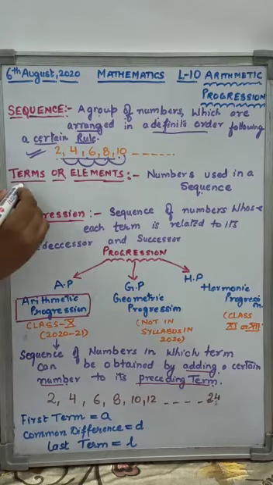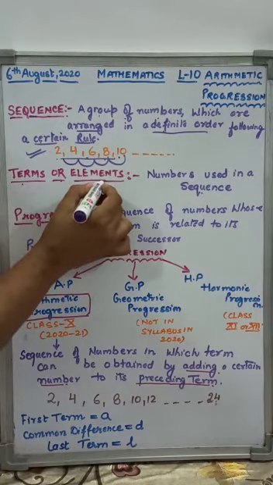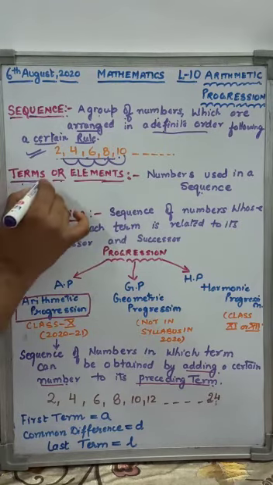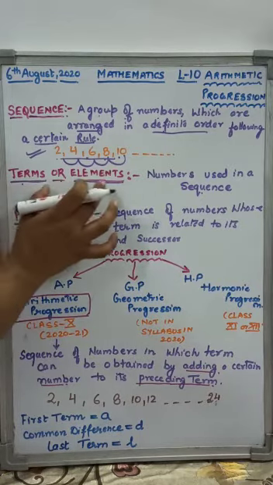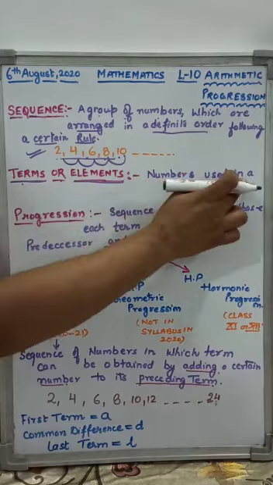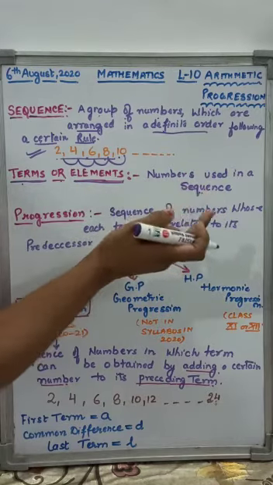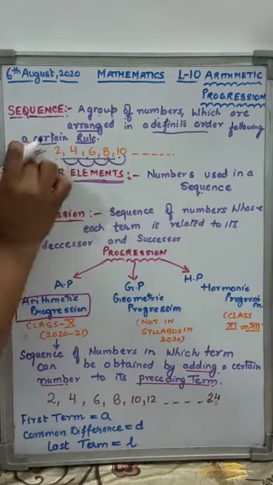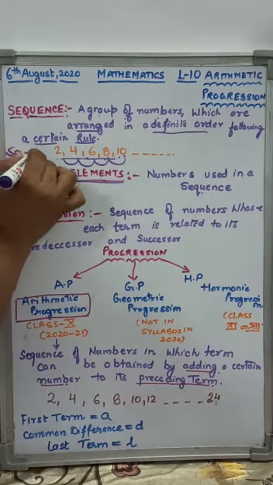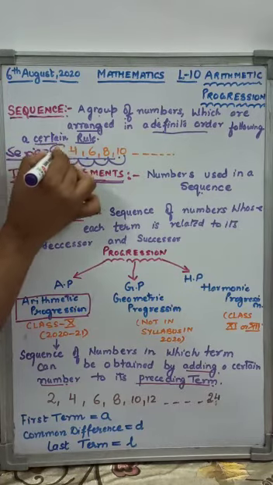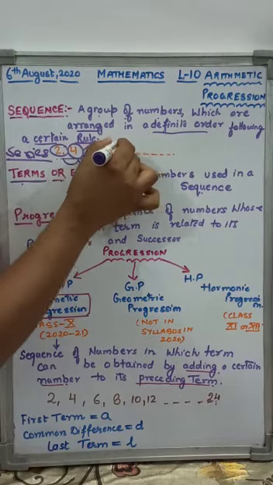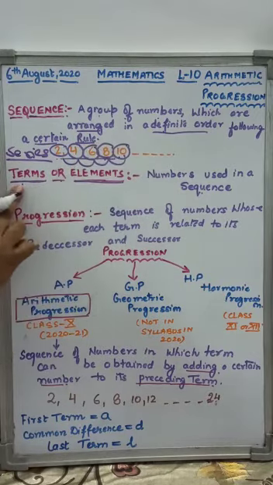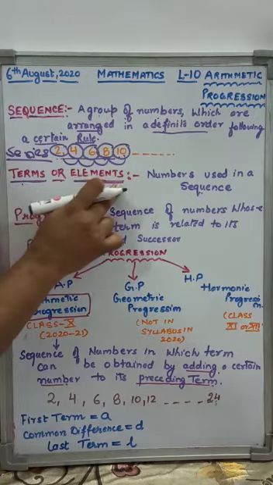Now what is terms or elements? In some books it's written term. In some books it is written element. Both the meaning is same. Numbers used in a sequence or series. This is also known as series or sequence. So this number 2, 4, 6, 8, 10, they are known as the terms or elements.